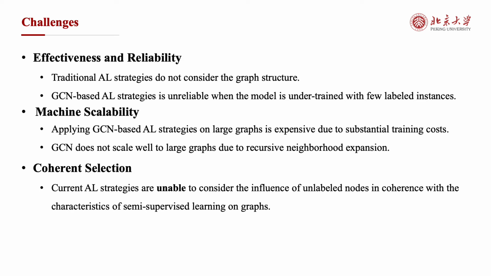Then, the scalability of the GCN-based active learning strategies. Applying GCN-based active learning strategies on large graph is expensive due to substantial training costs. GCN does not scale well to large graphs due to recursive neighborhood expansion. The last is that the current GCN-based active learning strategies are unable to consider the influence of unlabeled nodes in coherence with characteristics of semi-supervised learning on graphs.